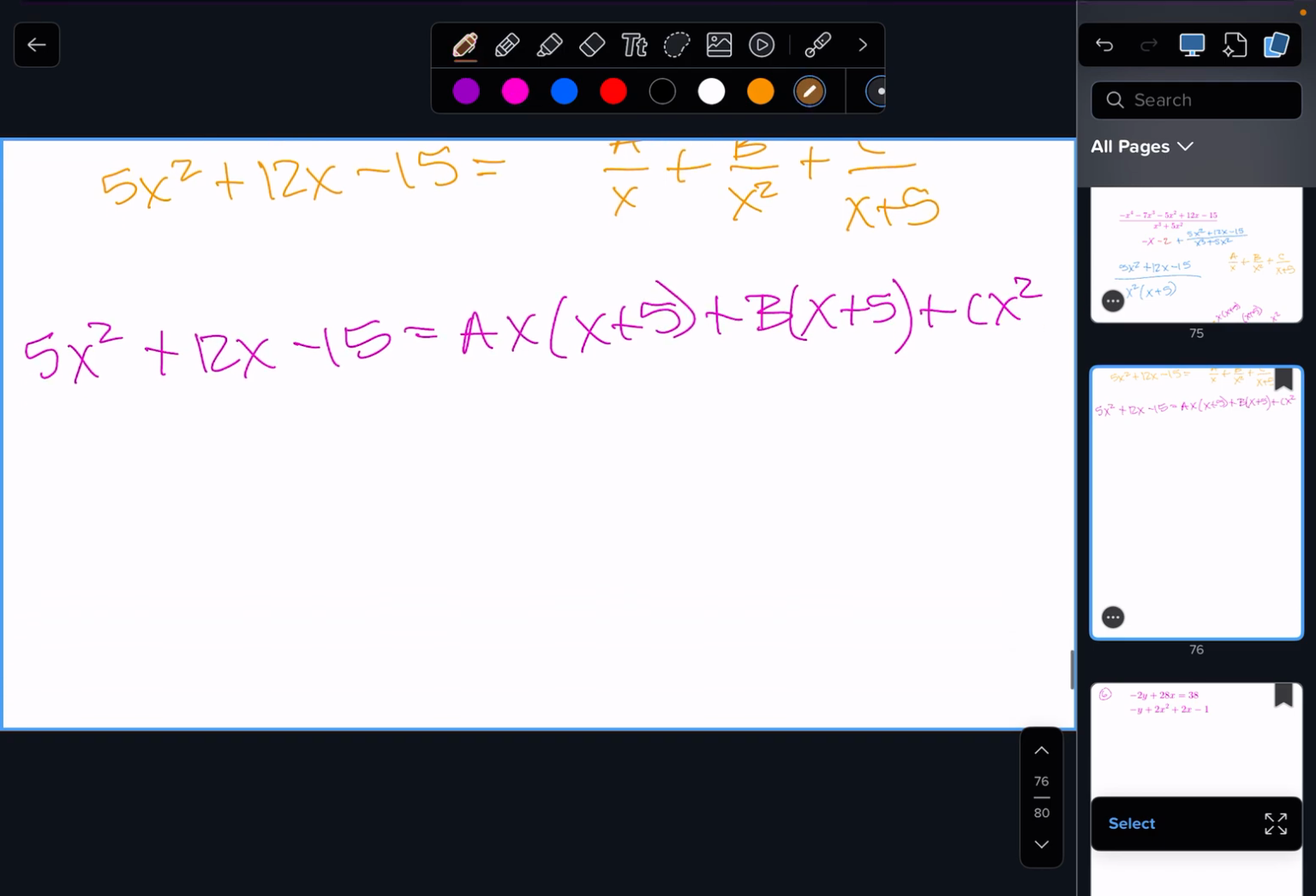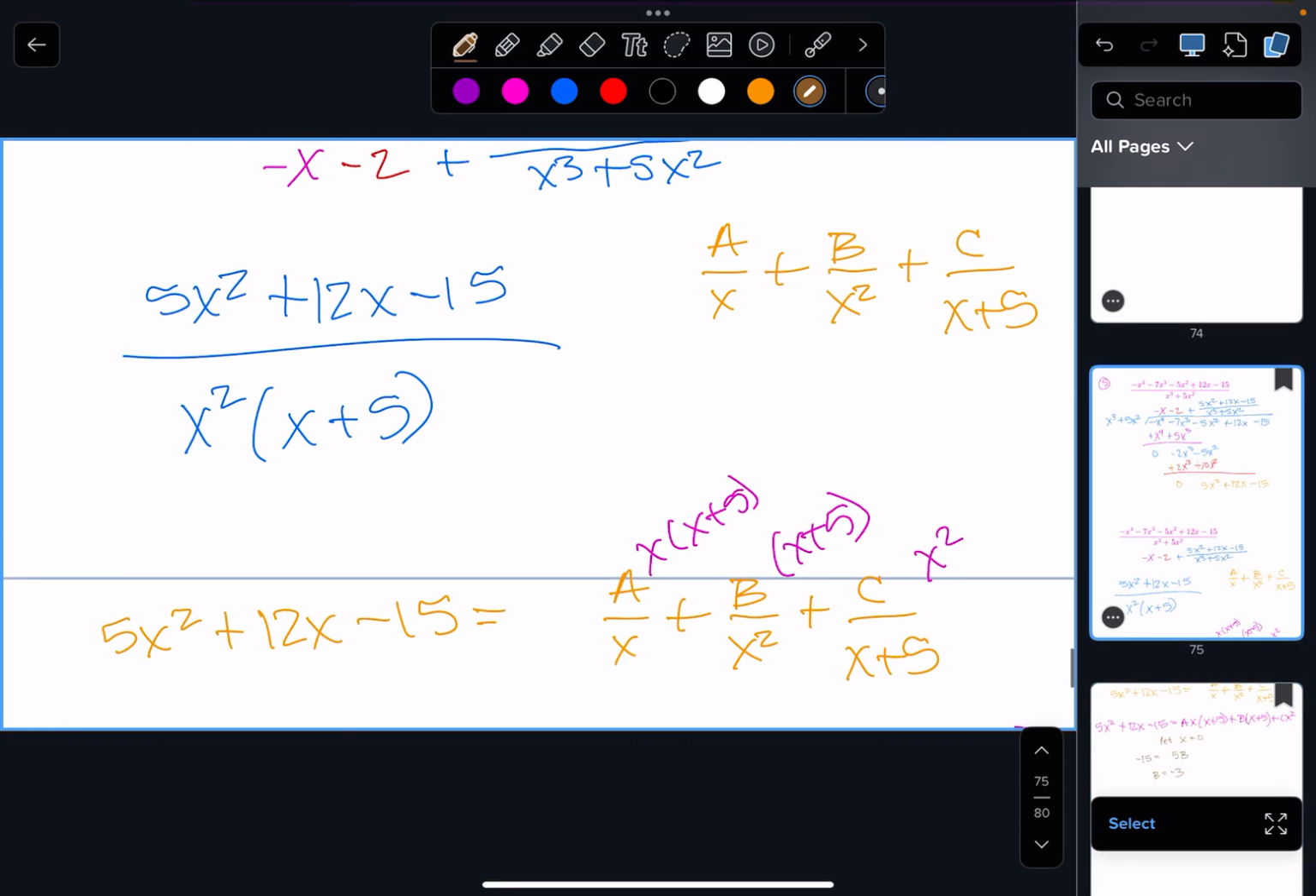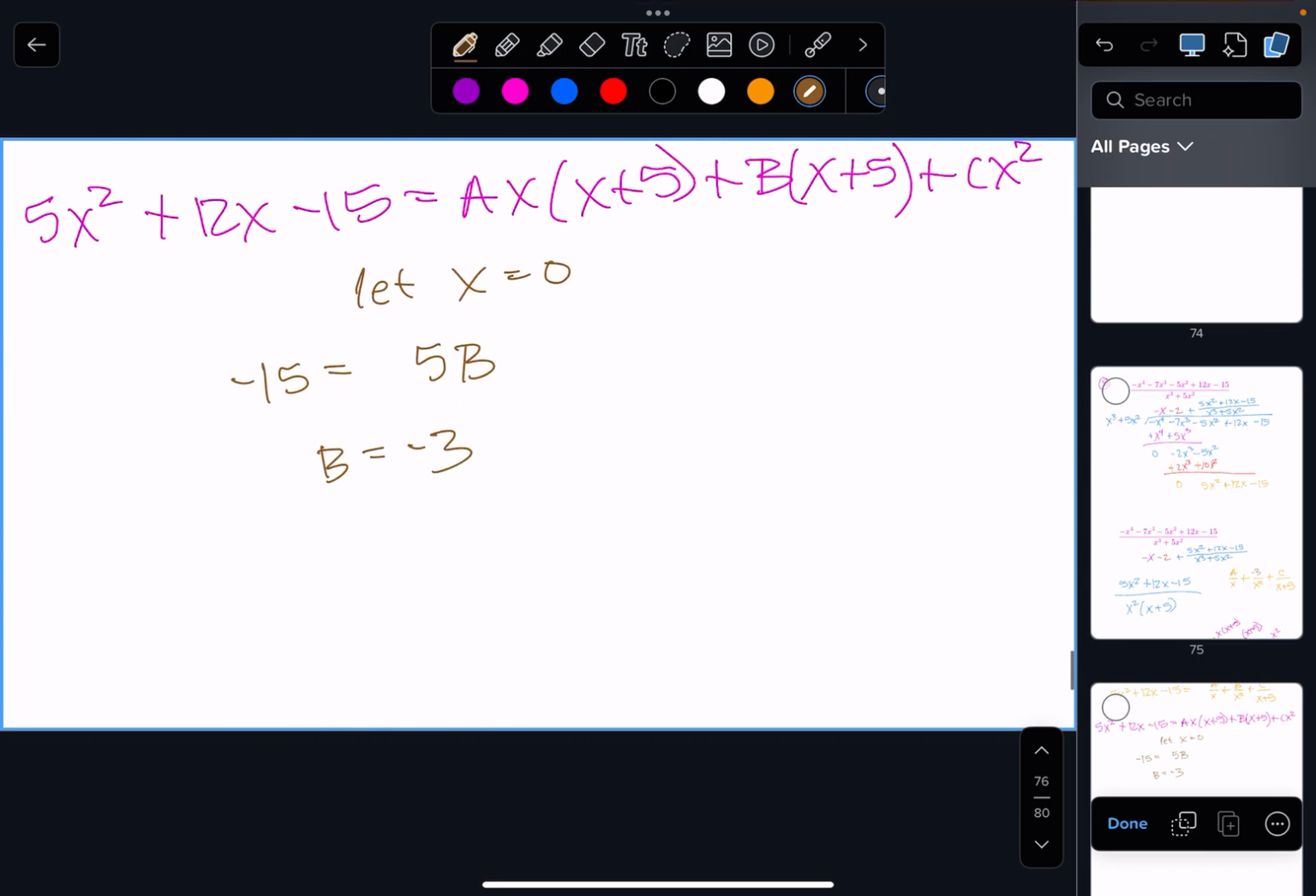We'll start with brown. Let x equal 0 and negative 15 equals 5B. So B equals negative 3. So I can go up here to the first version and erase B and put negative 3.